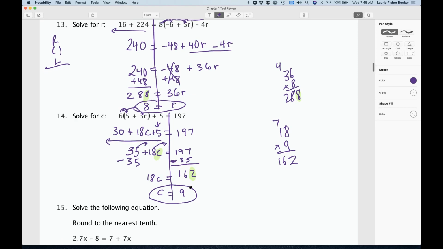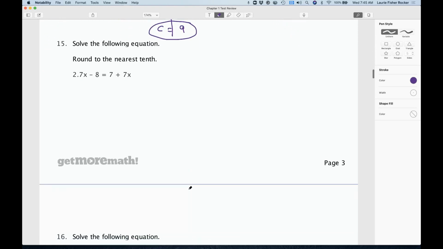Okay. All right. Nearest tenth. That doesn't change anything. I've got my line. I've got my river, my parentheses, none, my like terms, none, my variables to one side. I'm going to go ahead and move that to that side. So I've got 7x minus 2.7. So that's 7.0 minus 2.7.